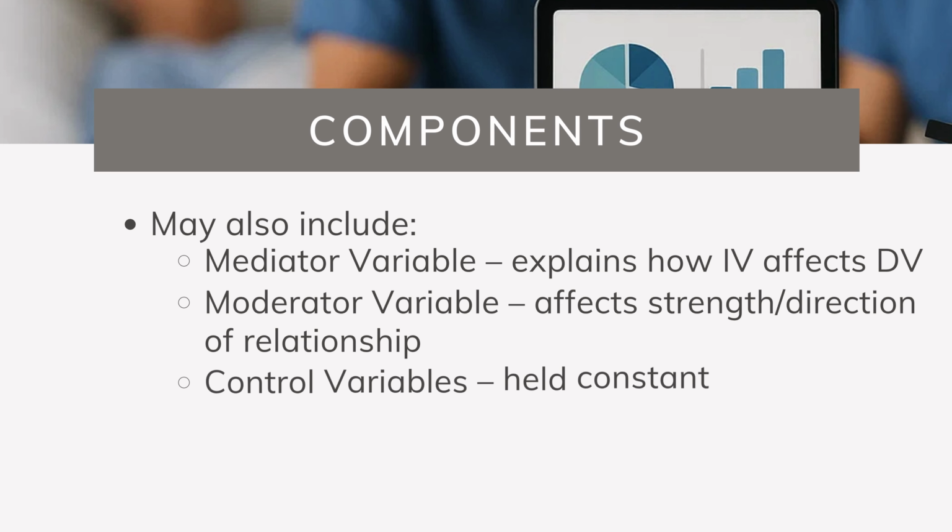The control variables are variables you acknowledge but keep constant to reduce their influence on the outcome. For example, if age or gender could affect your dependent variable, but they are not part of your hypothesis, you might statistically or methodologically control them. These variables are part of your design to ensure that your results are more valid.